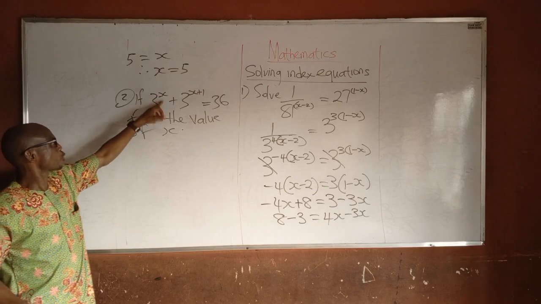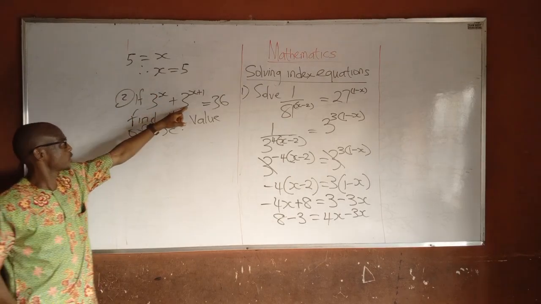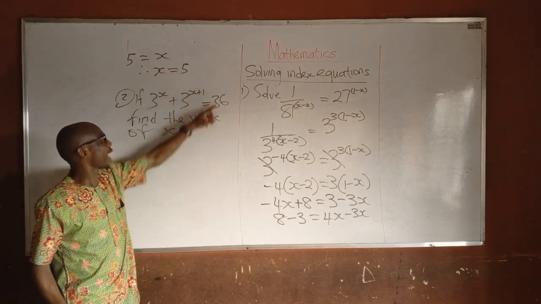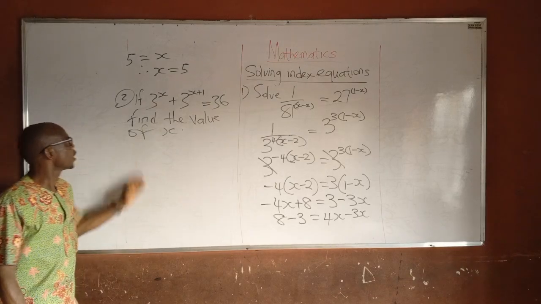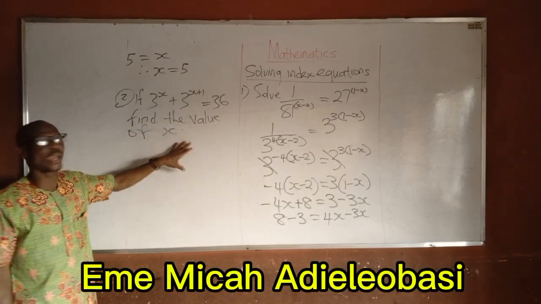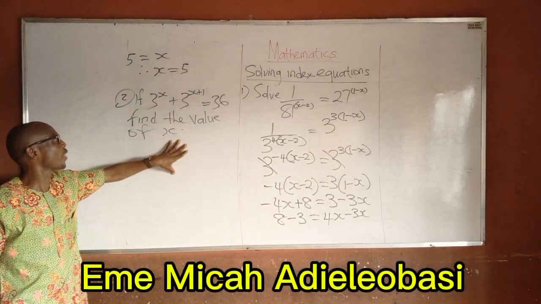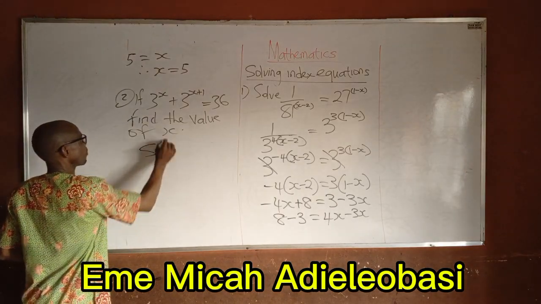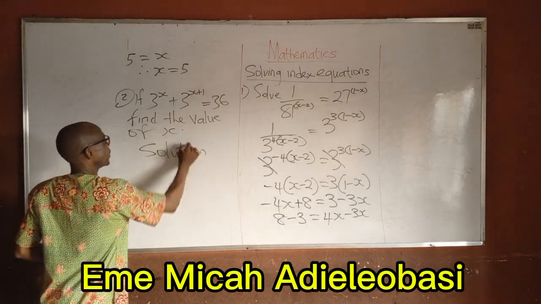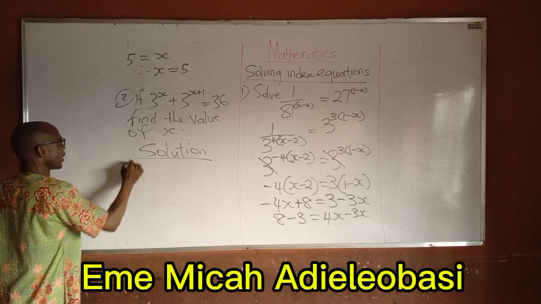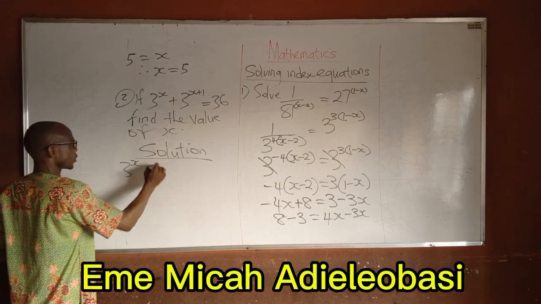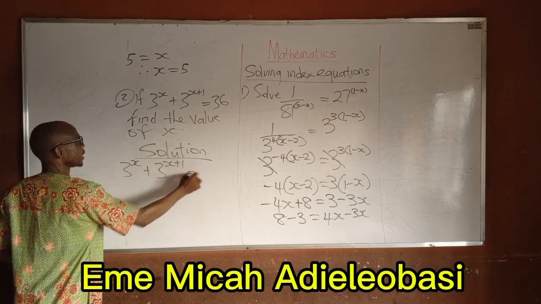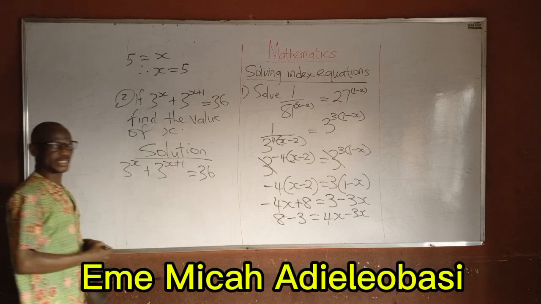Example 2. Let's say we are given a question like this. If 3 raised to power x plus 3 raised to power x plus 1 is equal to 36, you have to find the value of x. Now, how do we do that? Let's look at that. Solution. 3 raised to power x plus 3 raised to power x plus 1 equal to 36.